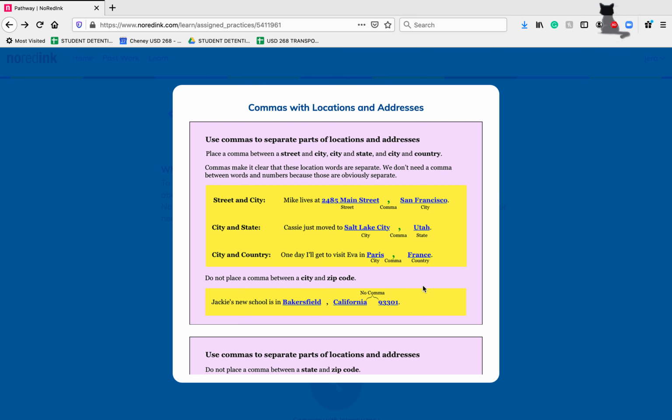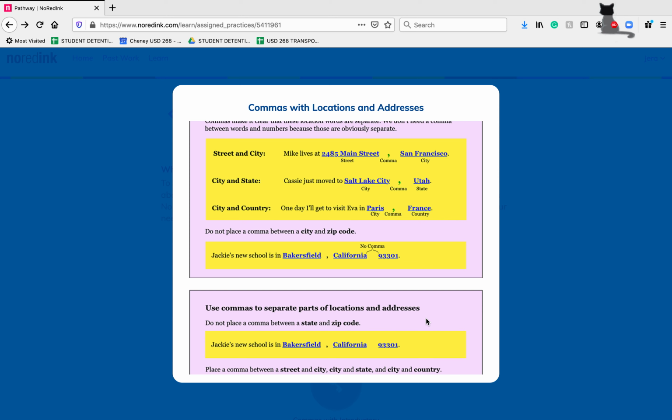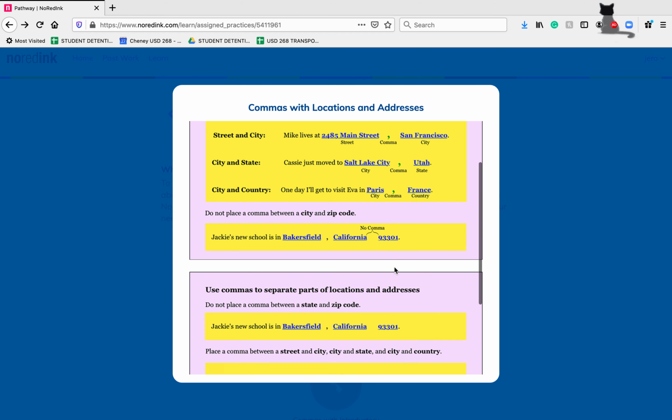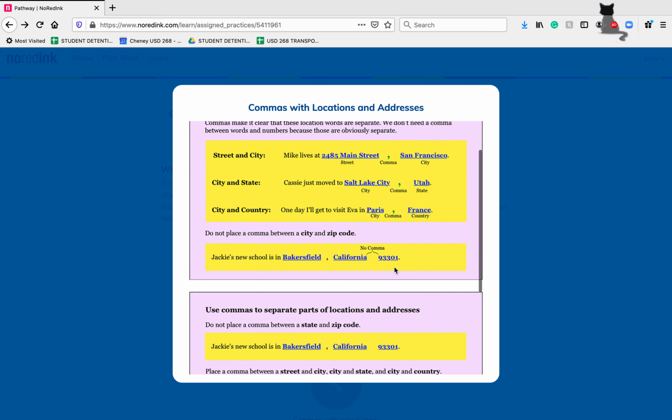We do not place a comma, however, between a city and the zip code. So here we have Bakersfield, comma, California, so our town, then our state, but between our state and our zip code, we do not separate. Again, because it's numbers, it's not necessary. It's clear and pretty easy for us to look at and be able to tell what's going on there.